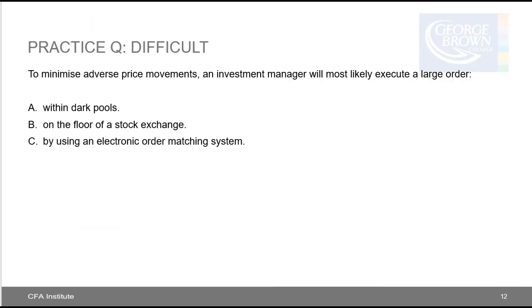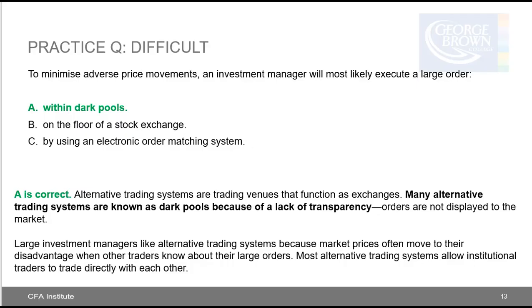So a quick practice question from the learning ecosystem to check our understanding, and this one is classified at the difficult level. The question is, to minimize adverse price movements, an investment manager will most likely execute a large order: A, within dark pools, B, on the floor of a stock exchange, or C, by using an electronic order matching system. And the correct answer is A.